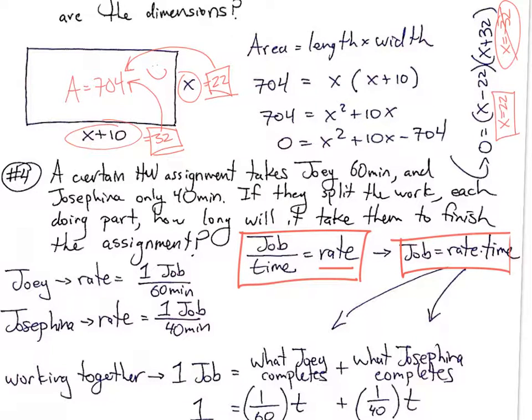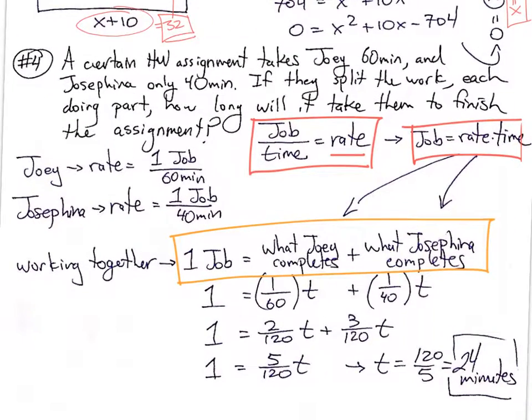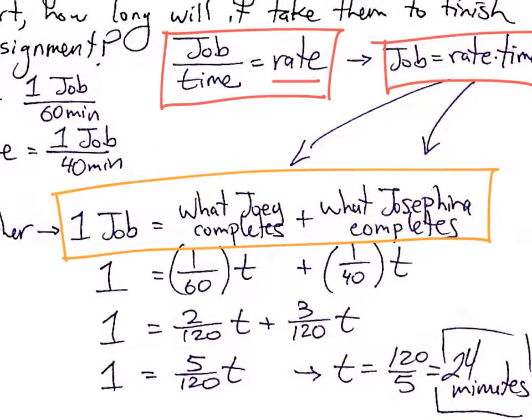So down here, and this is pretty helpful right here, if they're working together, we can say that one job, meaning completing the homework assignment, mowing the lawn, whatever it is, is equal to whatever Joey does plus whatever Josefina does. And so for Josefina, job is rate times time, and for Joey, the amount of the task done is equal to rate times time. So do you see how we have 1, meaning 1 complete task, equals the rate times time for Joey plus the rate times time for Josefina.